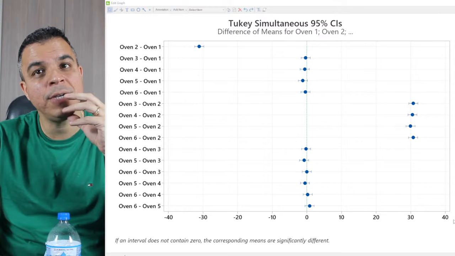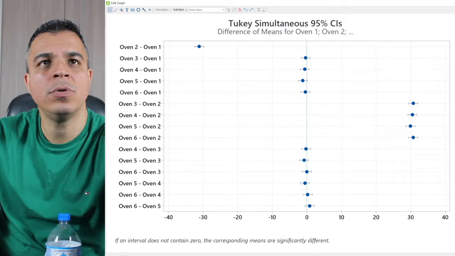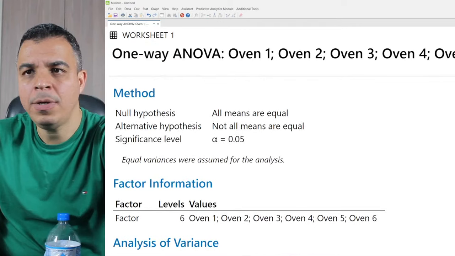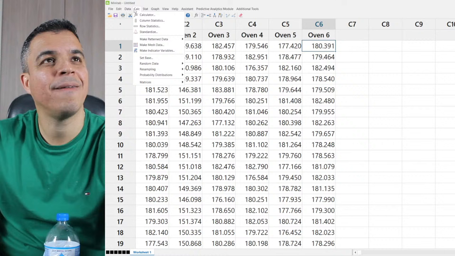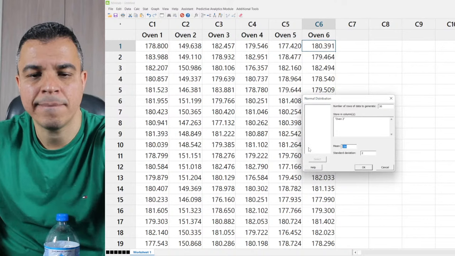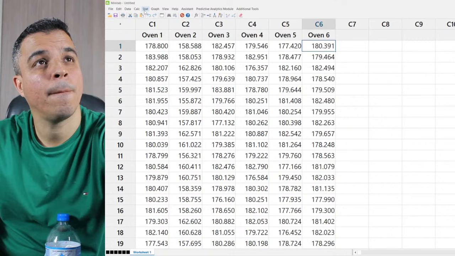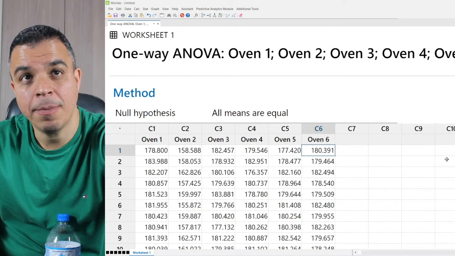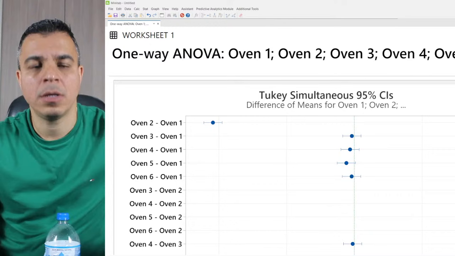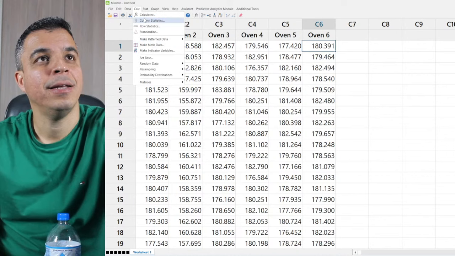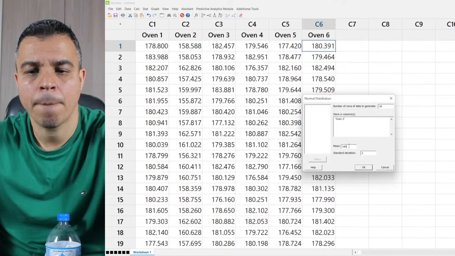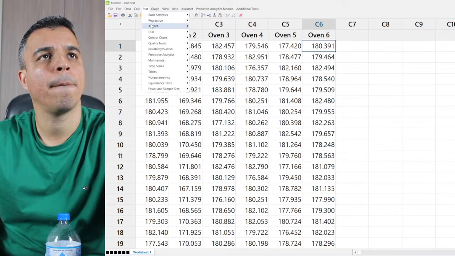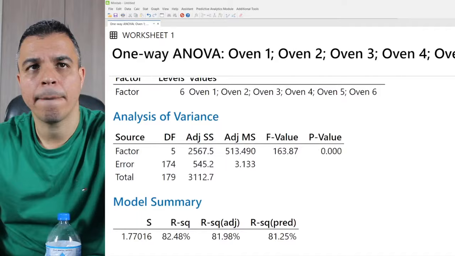I don't know if I like that, because the intervals are too narrow. Let me do one thing here. So I can create, I think, a better example. I believe this one will be, no, I want even better. Yeah, that's a good one to explain the concept.